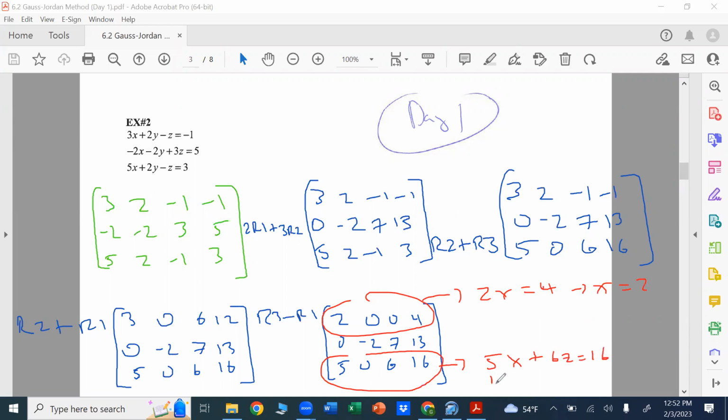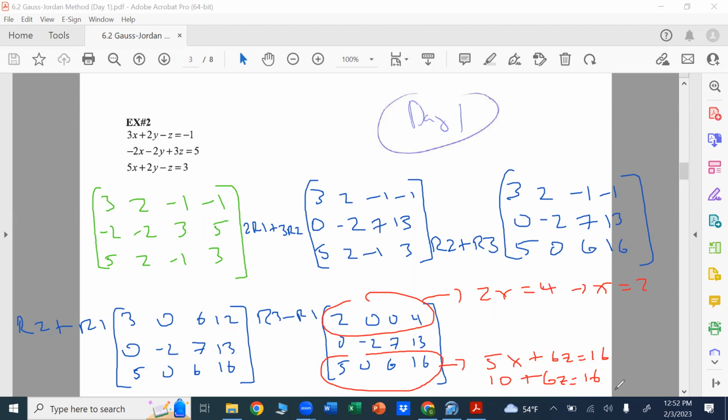Well, what is x? 10, right? I mean, what is x? 2. Yeah, the last row. Because the first column represents x. Second column represents y. Third column represents z. And the last column represents all the constants.